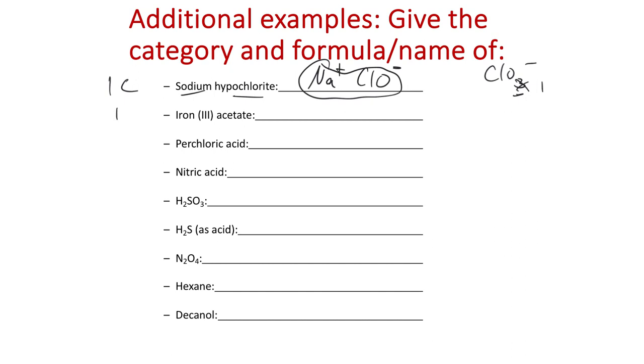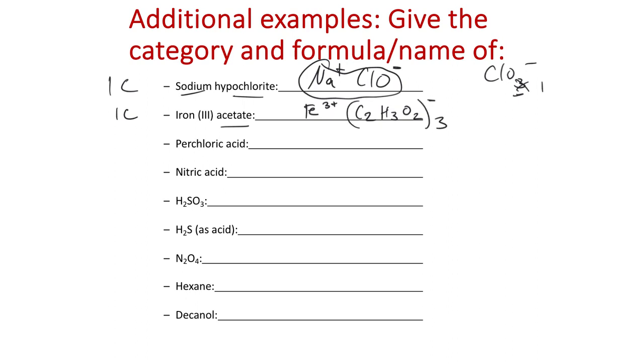Iron 3 acetate, also an ionic compound, because I see metal cation. I see some sort of non-metallic collection of atoms for acetate ion. So I have Fe3 plus. The transition metals are nice because they tell us the charge. And then we just have to think about the charge of acetate, the formula of acetate. It's 2 ways of expressing the formula. Probably the most common way, especially at this point in the class, is C2H3O2. This is the formula with a minus charge for acetate.